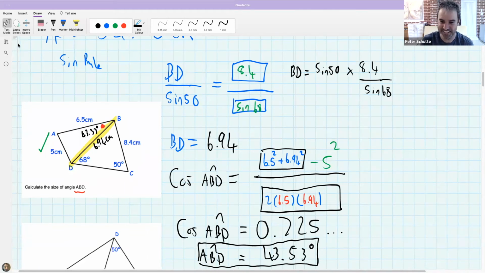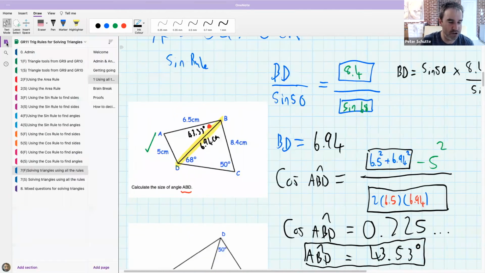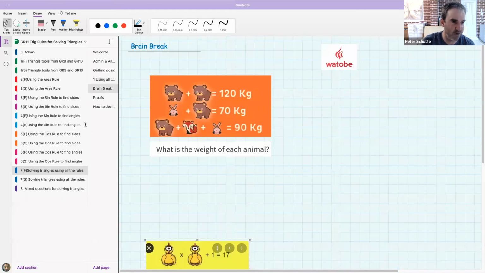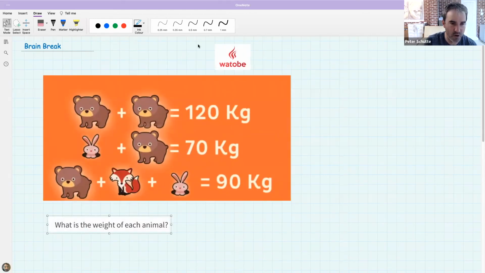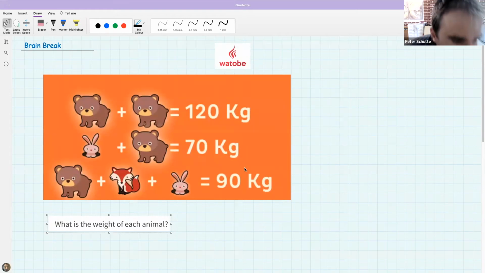All right, let's do it. Okay, so what I'm going to do is, because we're running a little bit short on time today, let's squeeze in the brain break. A very quick little one. I want you guys to tell me, what is the weight of each animal based on this problem? We'll call it a teddy bear, a fox, and a rabbit. I want you to tell me what do each of them weigh?